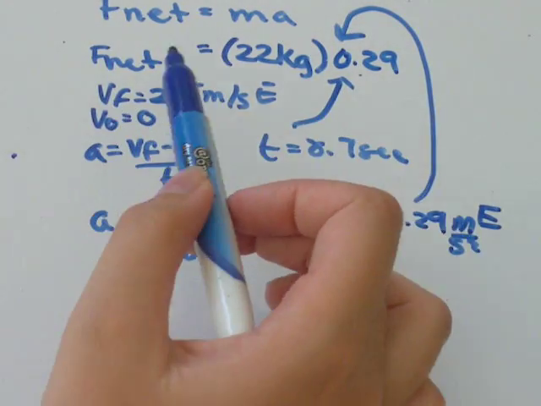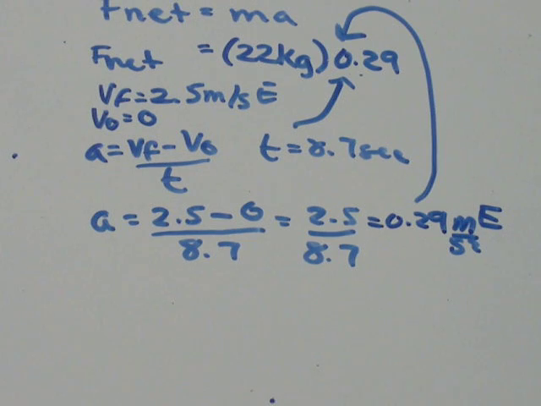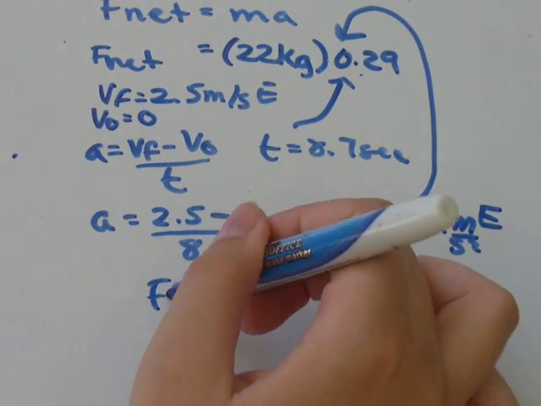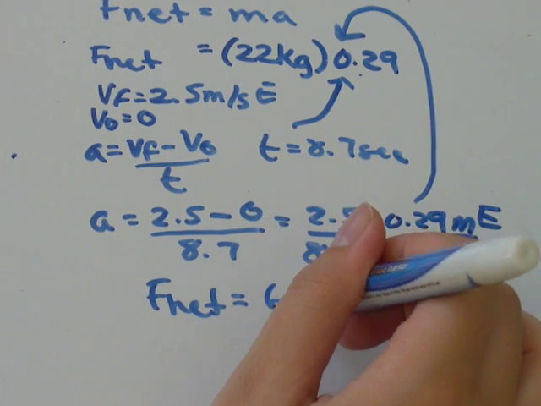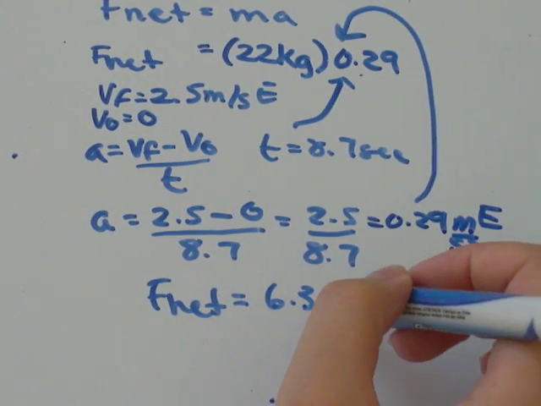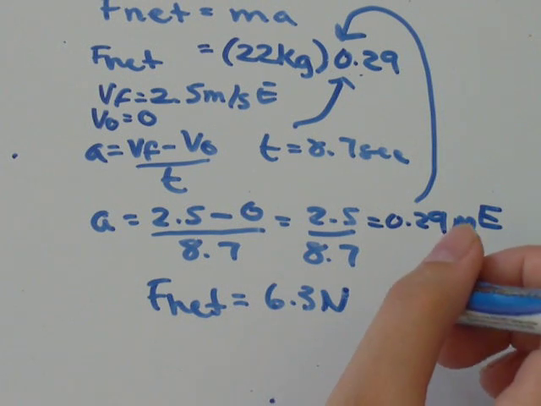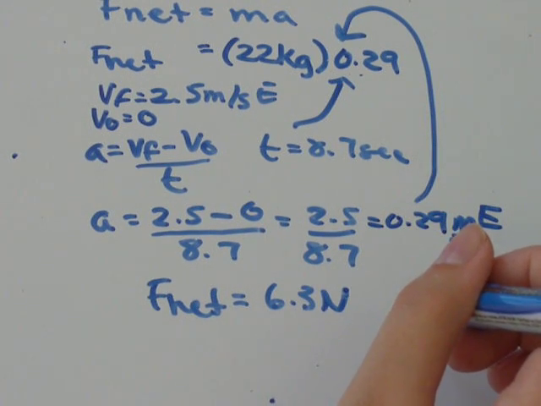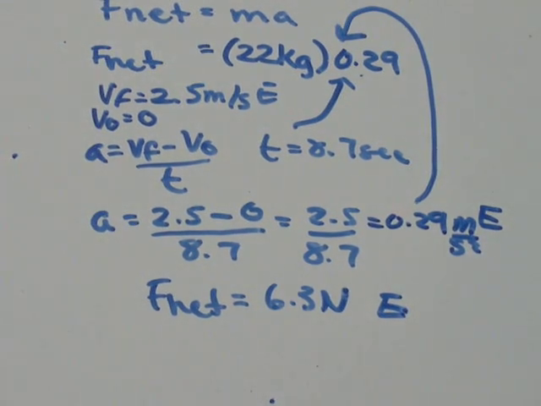So we've got F net equals 22 times 0.29. And when I do that, I get F net to be approximately 6.3. Force is measured in newtons, and the direction was east. That's all you have to do.